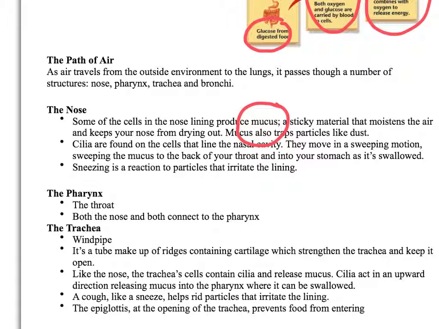Another thing found on the cells of the nose are cilia. Same kind of cilia as in the small intestine. Basically they act in a sweeping motion. So they sweep mucus to the back of your mouth, to your throat, where you can swallow it, and again, it ends up in your stomach.